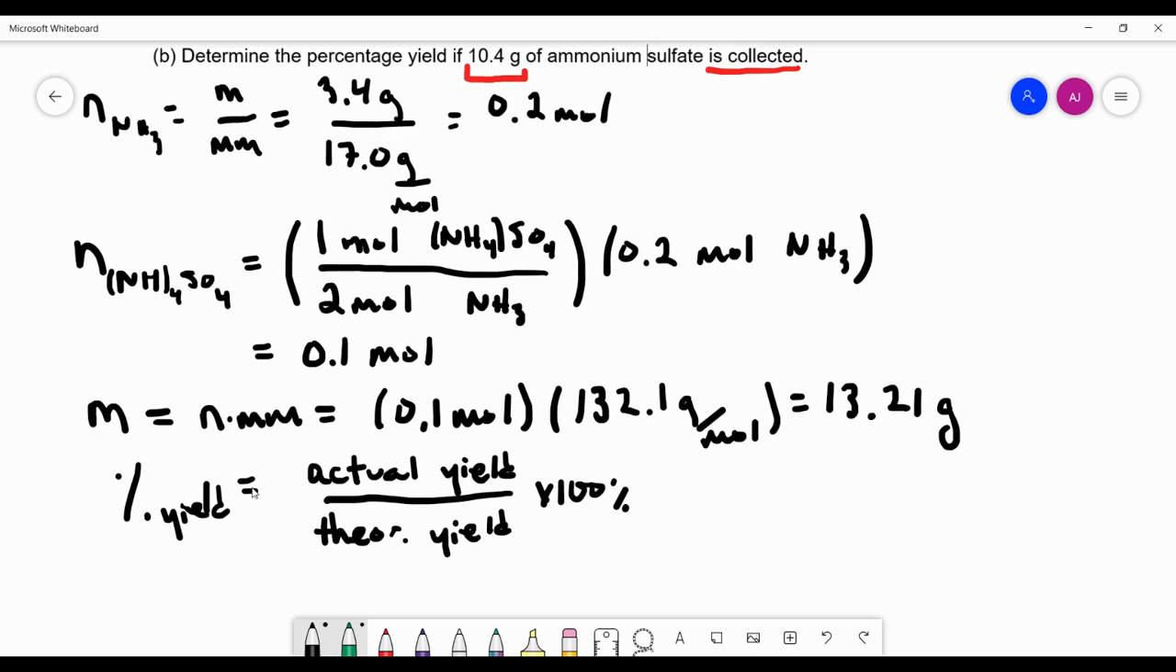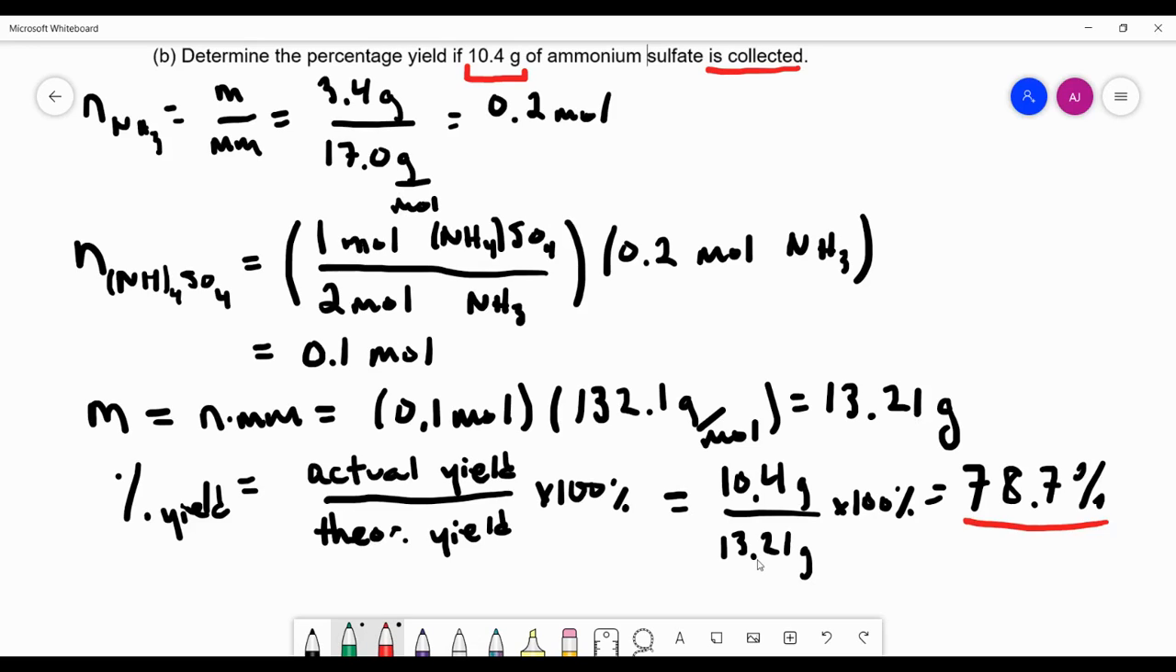Remember, a percentage is always just the part divided by the whole. So a theoretical yield is the maximum we should be able to get. The actual yield is a part of that. So let's substitute our actual numbers in. So the percentage yield in this question is 78.7%, meaning that we obtain only 78.7% of the products that the balanced chemical equation predicts that we should be able to obtain.